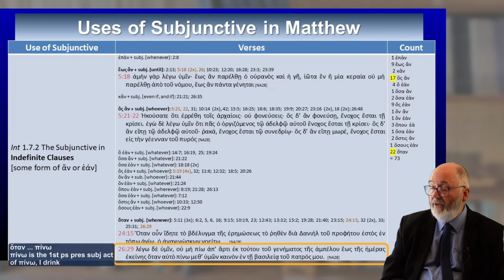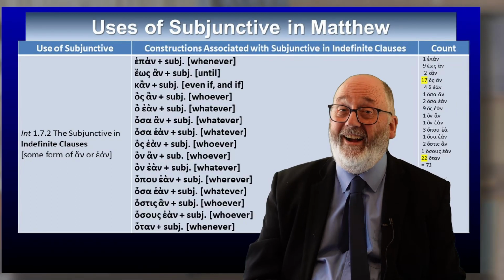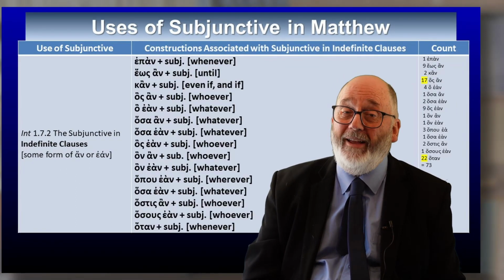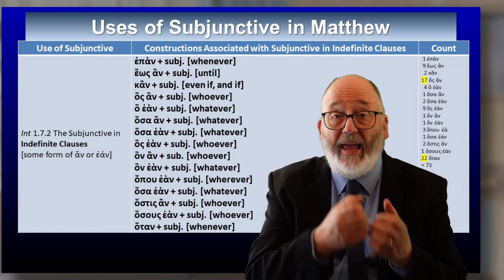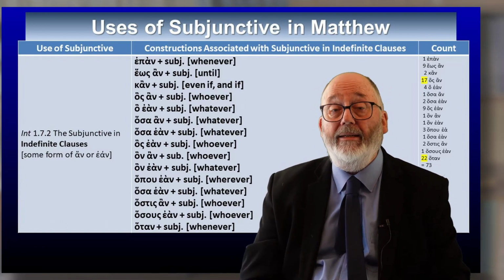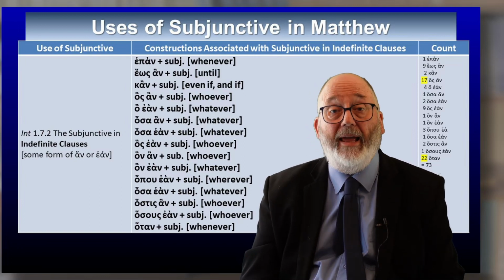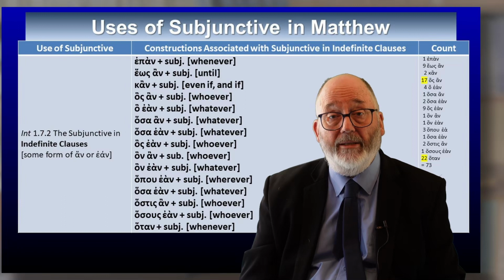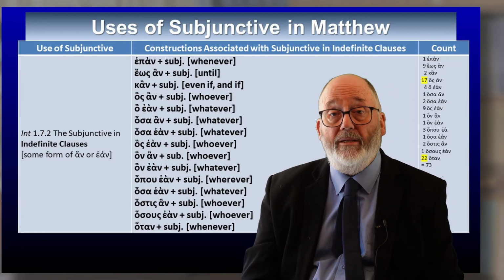So we have hotan pino, whenever I drink. Now, I think this is a whole page of good news, don't you? Because if you have an or an an, you are going to have an indefinite clause, and it's going to have a subjunctive. So you have a big signal there's going to be a subjunctive.